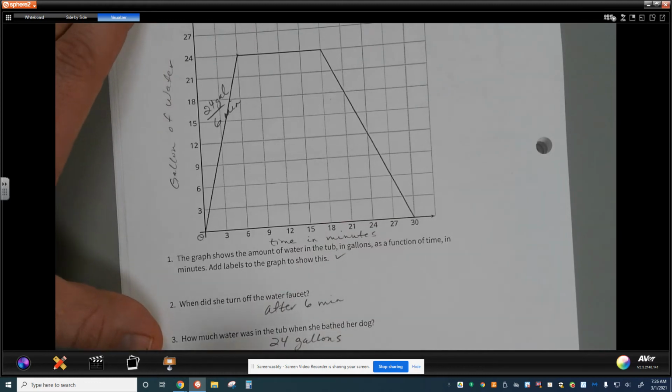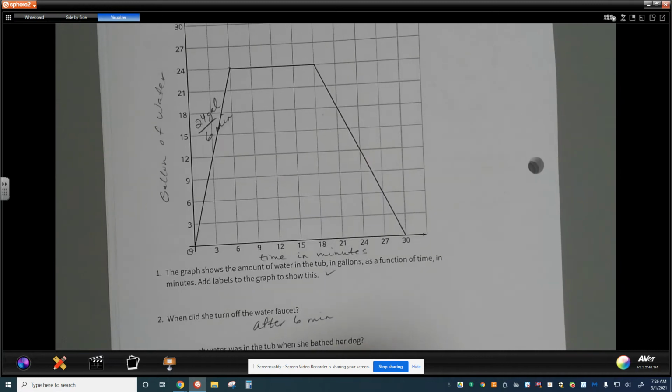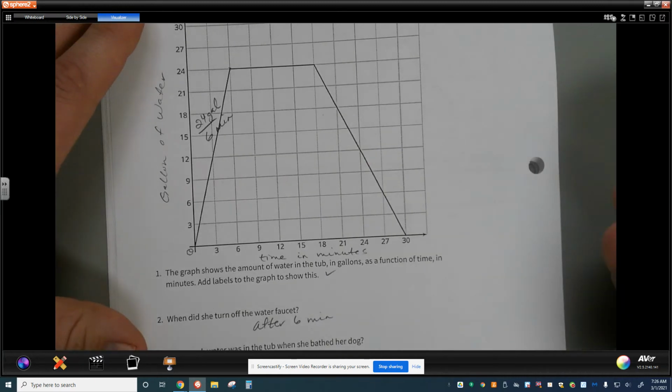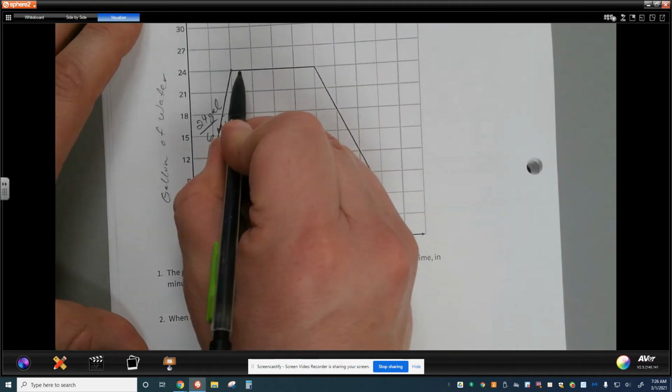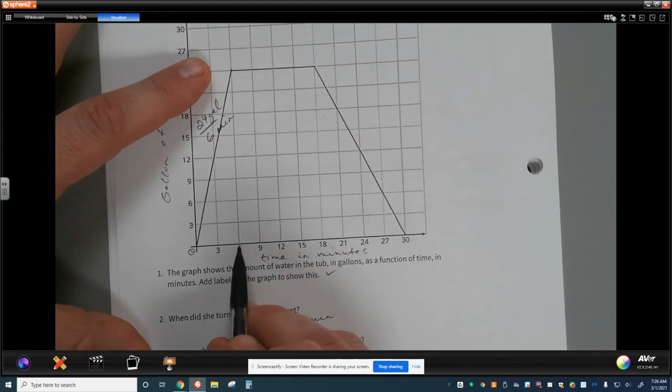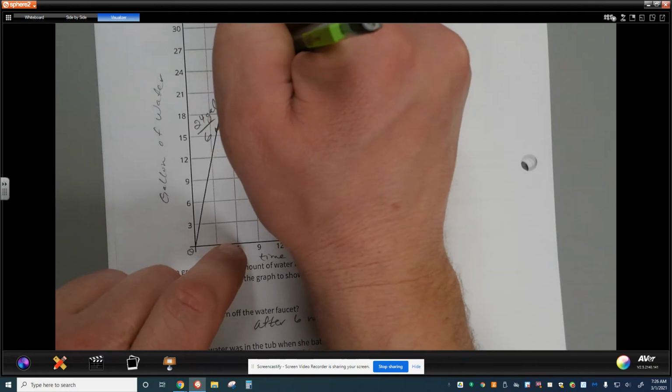And how long did it take for the tub to drain completely? Well, for the tub to drain completely, we looked at the tub, it filled up all the way, and we could see that it was filled up here for a little while, from 6 minutes to 18 minutes. So that's 12 minutes. So that's 12 minutes of washing.